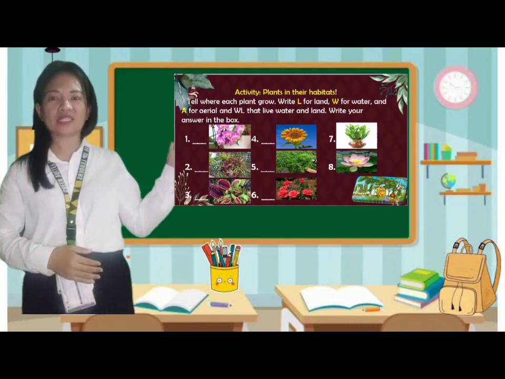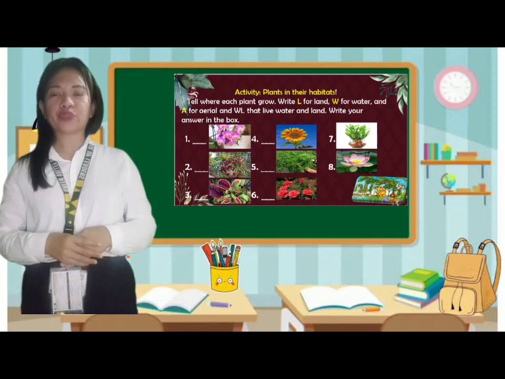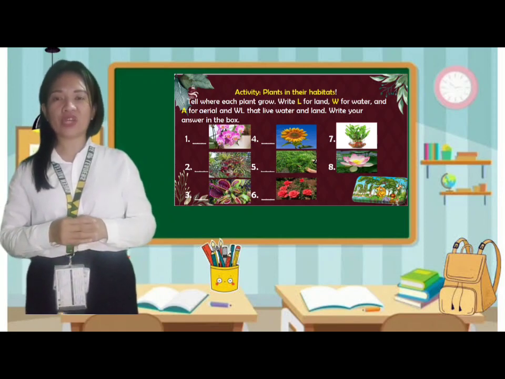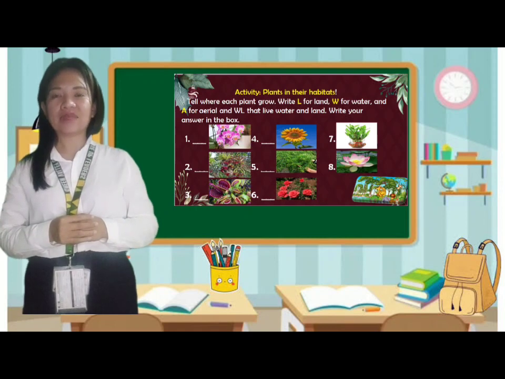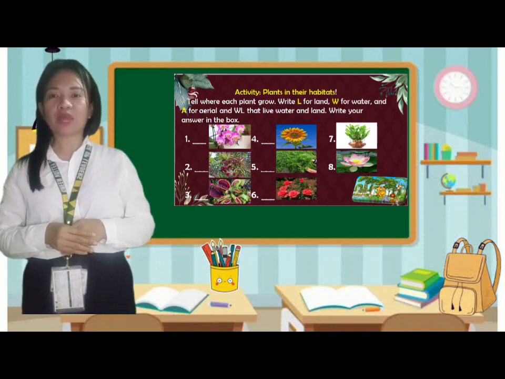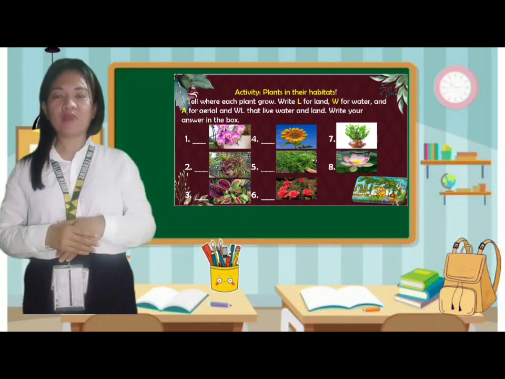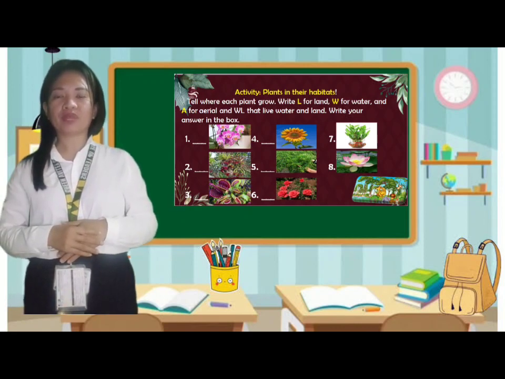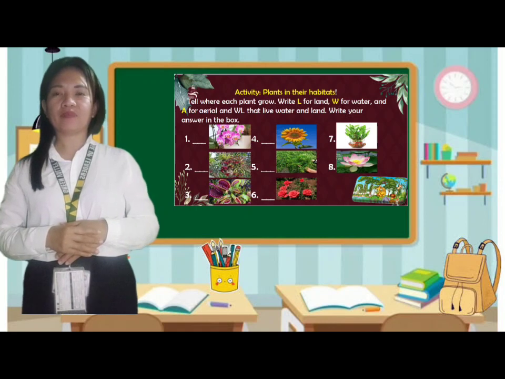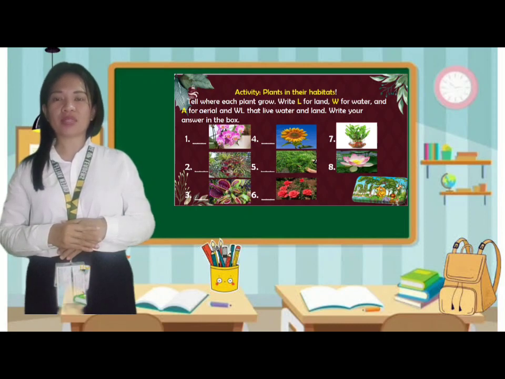For our activity, I will show you some pictures to identify plants and their habitat. Plants live on land, in water, and in air. Tell where each plant grows. Write L for land, W for water, A for aerial, WL for water and land. Write your answer in our chat box.